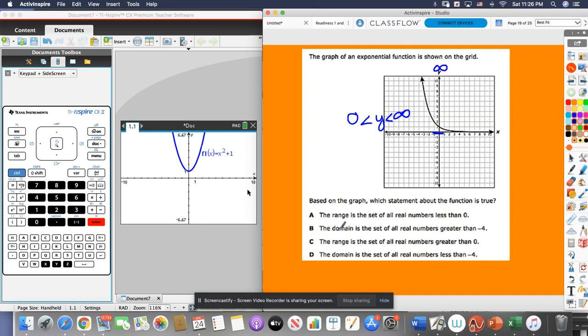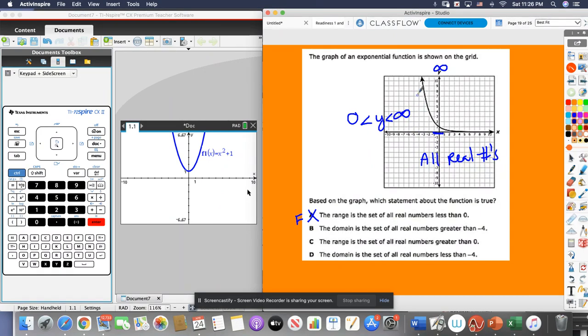All right, domain. Domain is the width. And I have an arrow and an arrow. It's going to the right forever. It's going to the left forever. That's all real numbers. So now let's look at our statements. The range is a set of all real numbers less than 0. It's not below the x-axis. It's above, so that's not true. That's false.